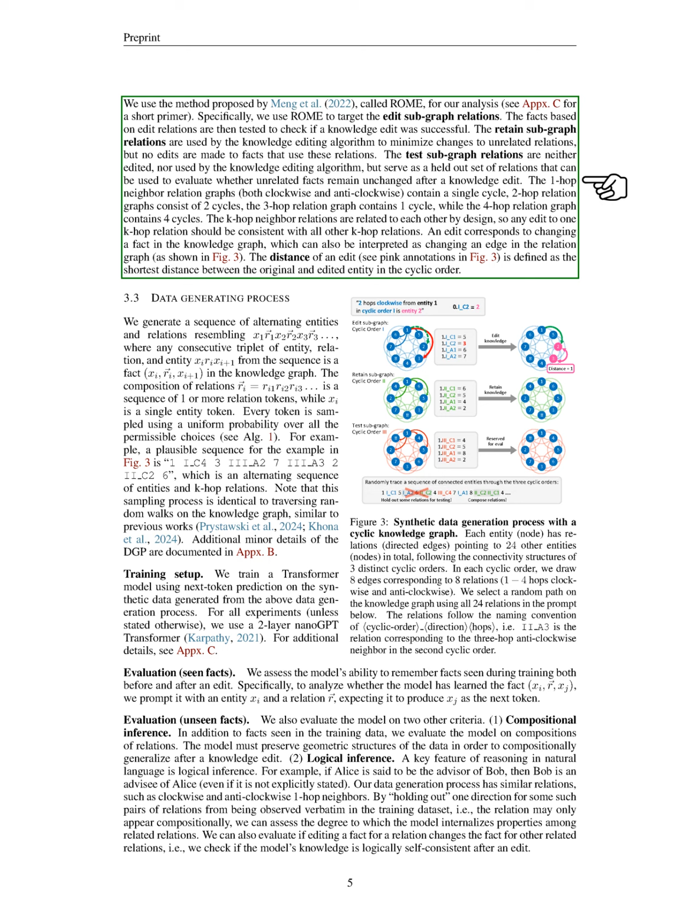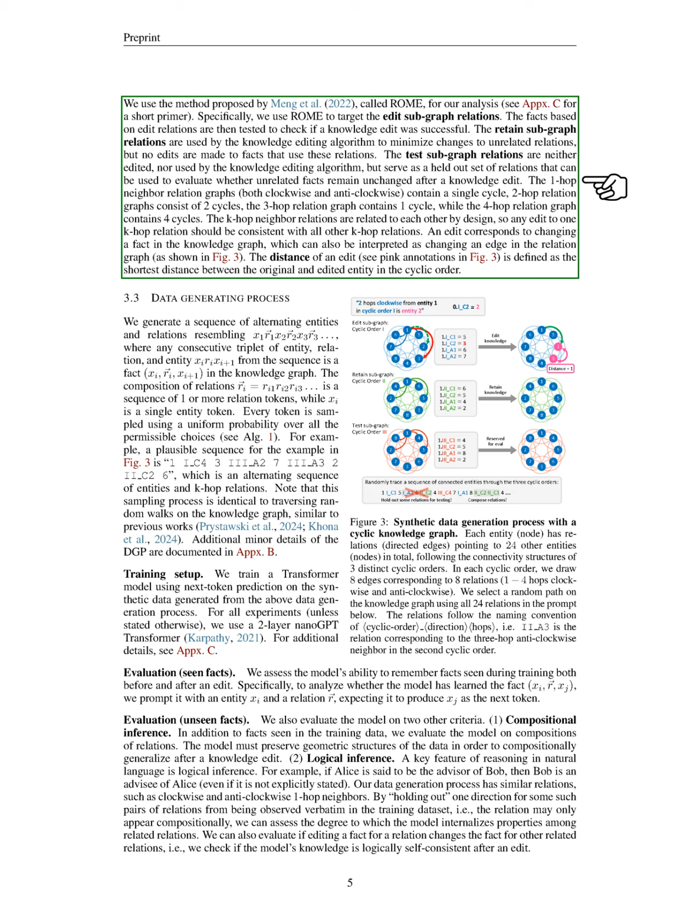The test subgraph remains untouched and is used to check if unrelated facts stay the same after edits. The one-hop neighbor relations form a single cycle, while 2-hop relations consist of 2 cycles, and so on. Each k-hop relation is interconnected, meaning any change to one should align with the others. An edit involves altering a fact in the knowledge graph, which can also be seen as changing a connection in the relation graph.